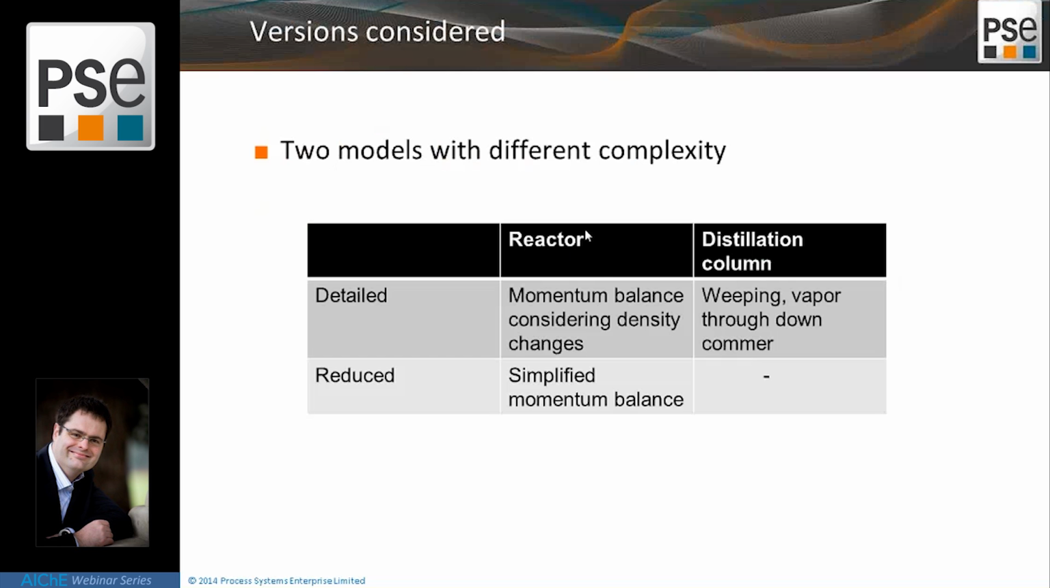Now, I'm not going to talk through the equations that I used, but just to give you the key difference in the reactor was that the detailed model considered a full momentum balance, considering density changes, whereas the simplified reactor didn't consider the effect of density changes on, for instance, velocities and pressure in the reactor. For the distillation column, the detailed model took into account weeping, vapor through the downcomer, all those kind of effects, whereas the reduced model completely ignored those.